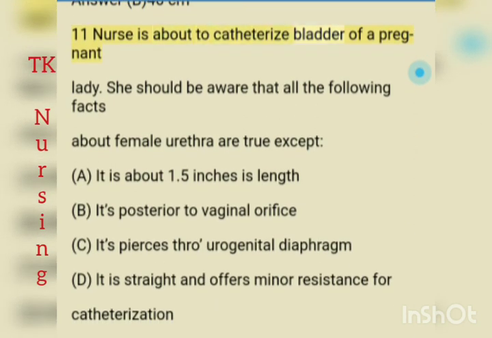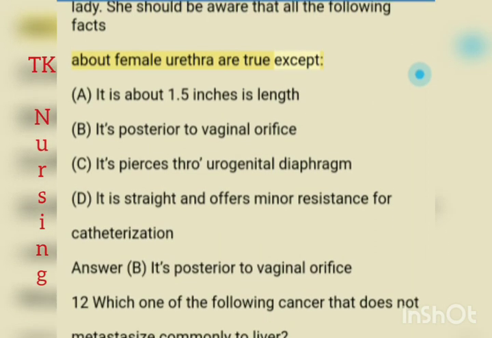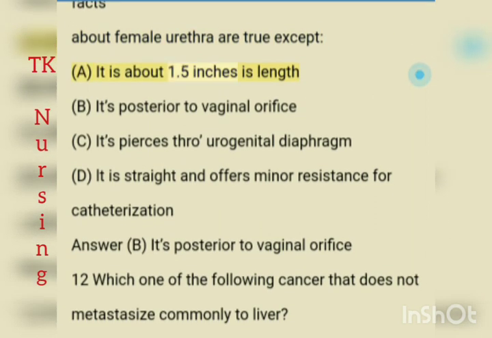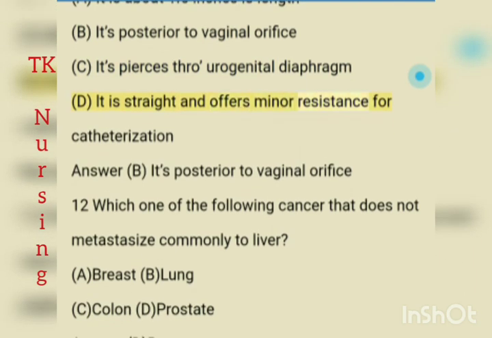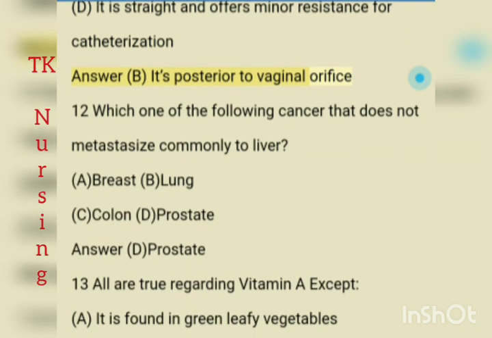11. A nurse is about to catheterize the bladder of a pregnant lady. She should be aware that all the following facts about the female urethra are true except A. It is about 1.5 inches in length. B. It's posterior to the vaginal orifice. C. It pierces through the urogenital diaphragm. D. It is straight and offers minor resistance for catheterization. Answer B. It's posterior to the vaginal orifice.